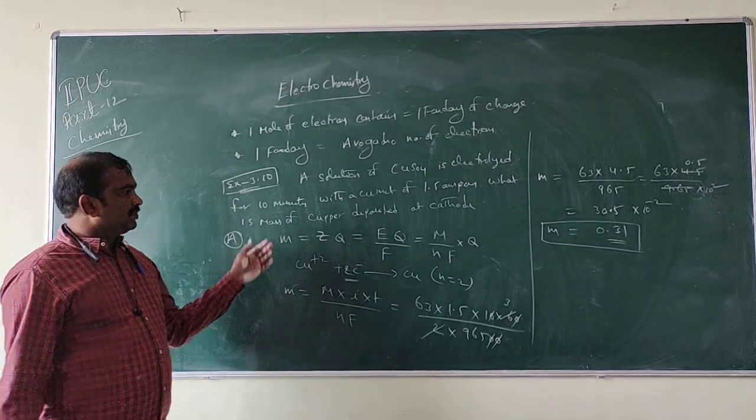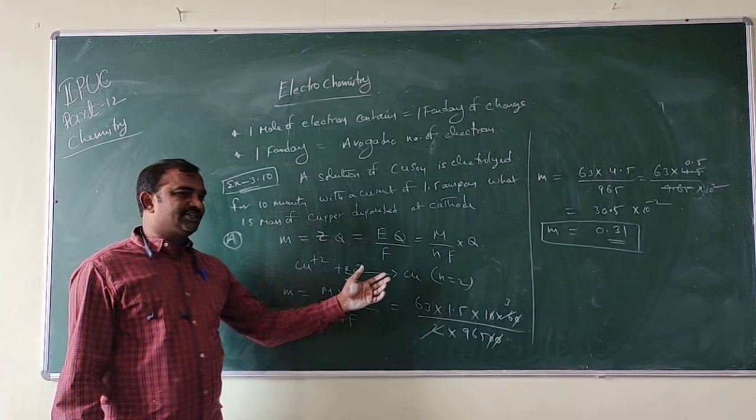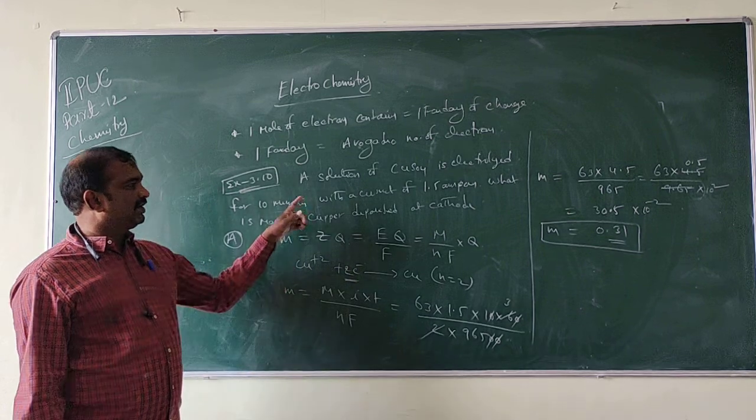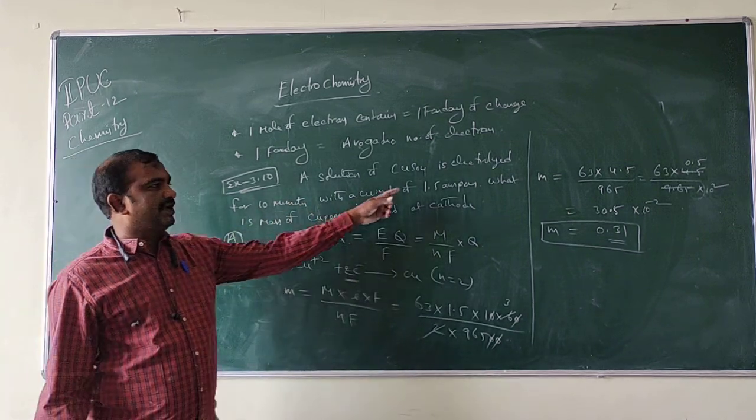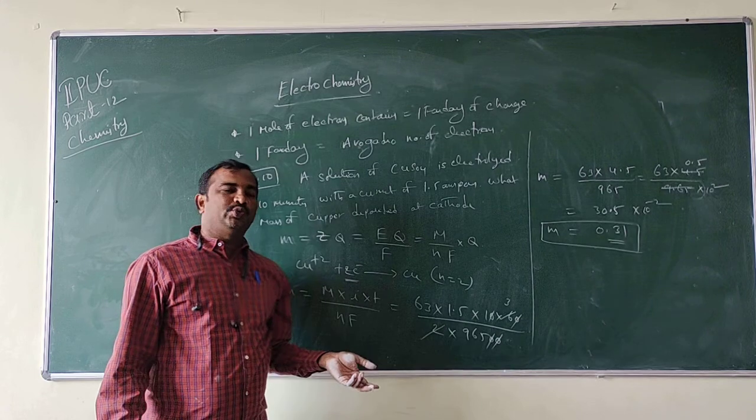So in this way, what is given? What do you have to calculate? Here the current is given, 10 minutes is given, and I is given. So you can calculate Q.